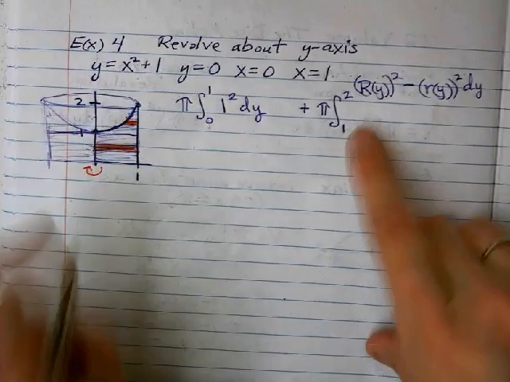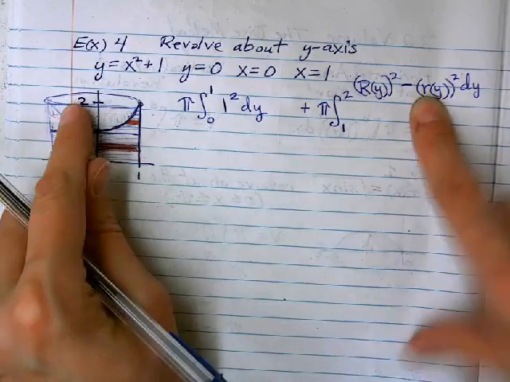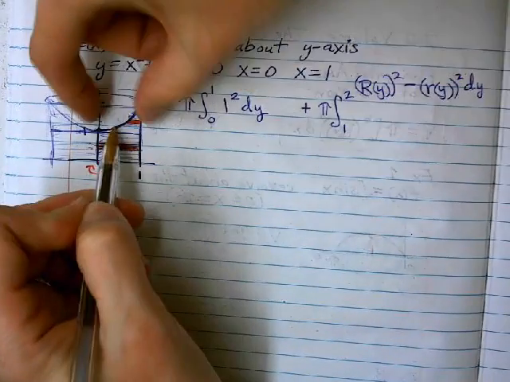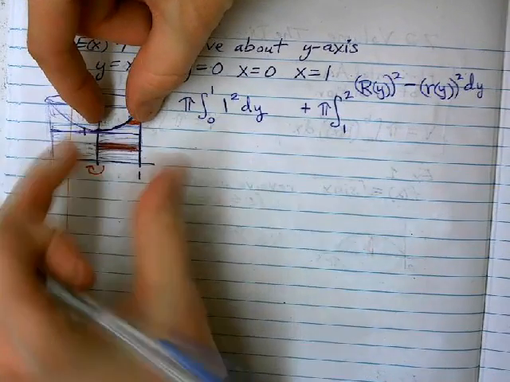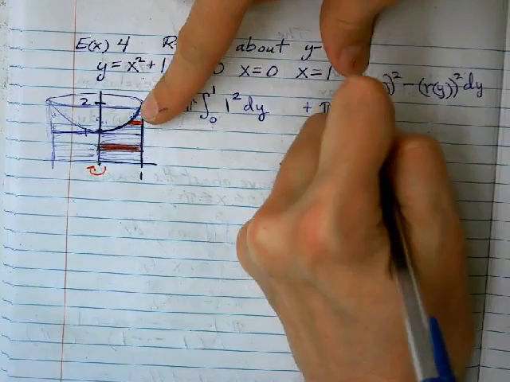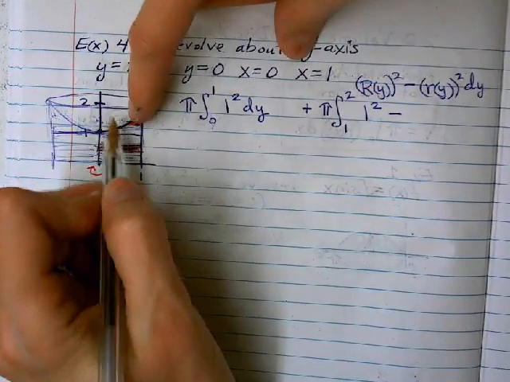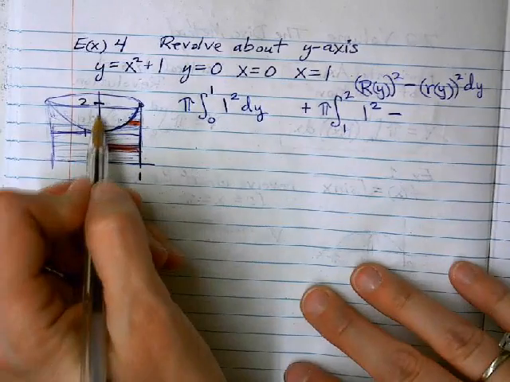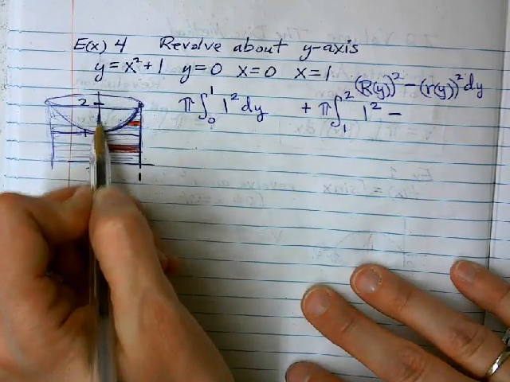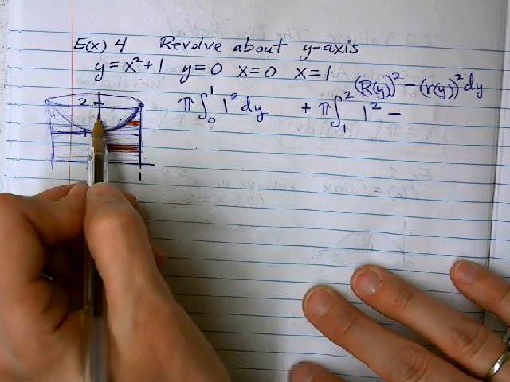So the outer radius is a distance of 1, from the center where you're revolving around all the way out to here is 1. So it'd be 1 squared minus, what's the inner radius? The inner radius goes to this curve right here. From the center line, which is 0, over to here, that's x squared plus 1 minus 0. So it's just x squared plus 1 quantity squared dy.